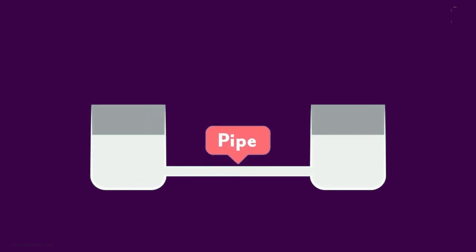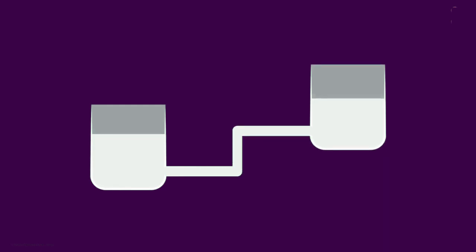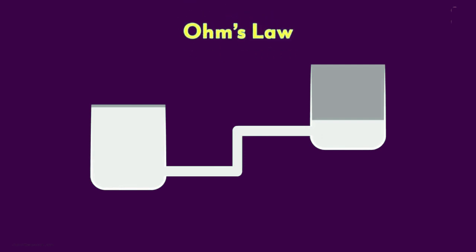Let's look at this situation, which we have seen in our earlier videos. Two beakers are connected with a pipe. One of the beakers is placed at a height above the first beaker, and the water will flow from one beaker to another beaker. If you understand this example, you will understand Ohm's law. Just focus for 2 minutes and you will master Ohm's law.